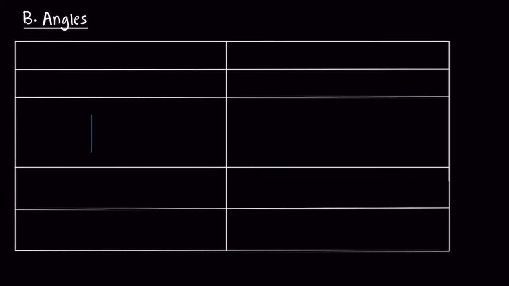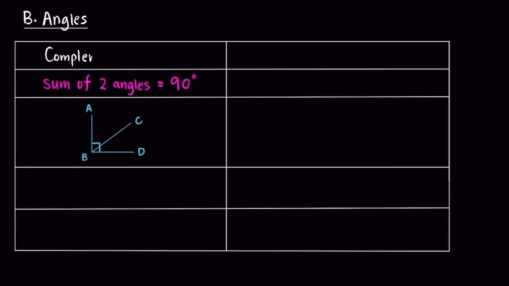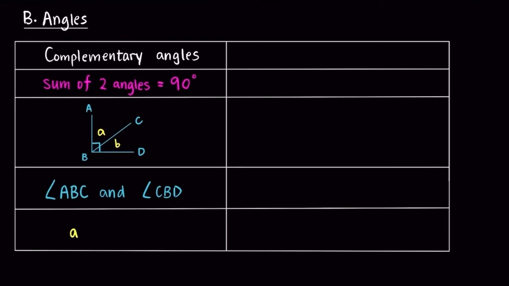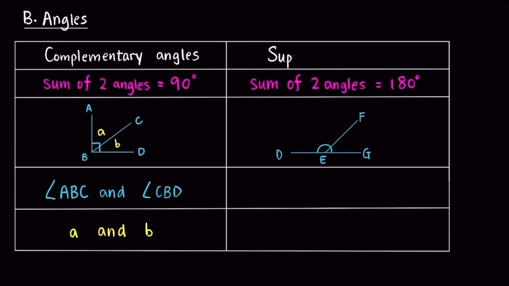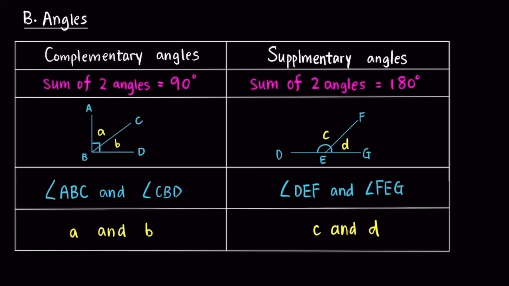There are 2 more types of angles. When sum of 2 angles equals to a right angle, we call them complementary angles. We can say angle ABC and angle CBD is a pair of complementary angles, or simply A and B are complementary. When sum of 2 angles equals to a straight angle, we call them supplementary angles. For example, angle DEF and angle FEG is a pair of supplementary angles, or simply C and D are supplementary.